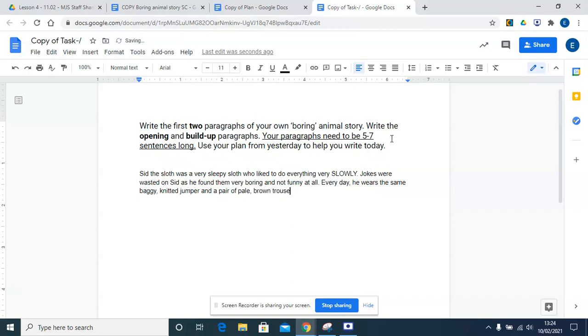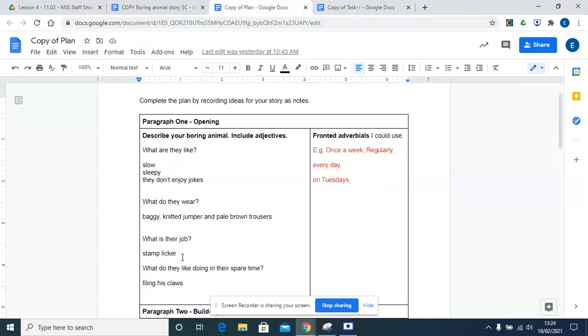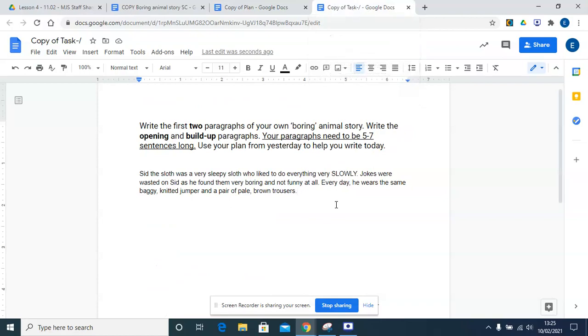brown trousers. Okay. But then I would go on to saying what his job was like, but that's how you can use your plan to remind you of what features you need, but also what you have planned to talk about in that paragraph.